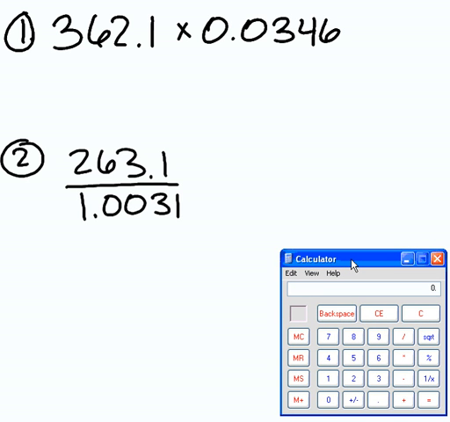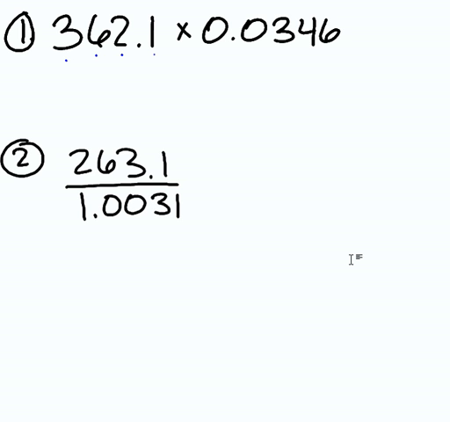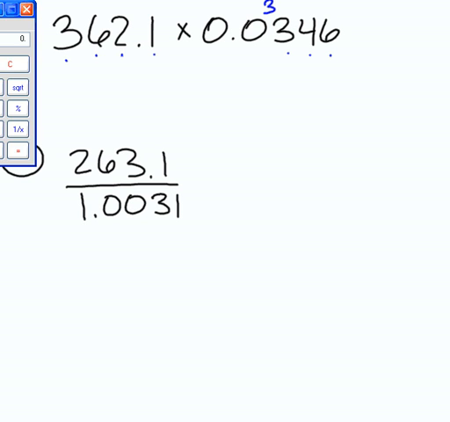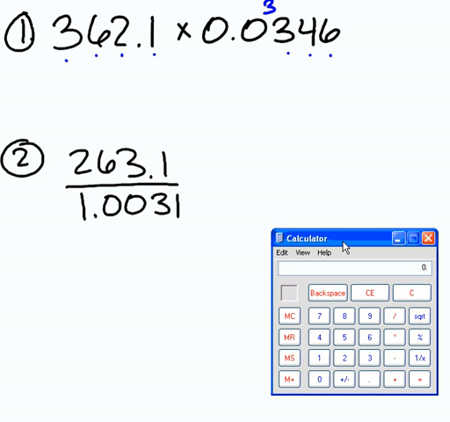So the first thing we should do is identify sig figs. In this calculation, I have 1, 2, 3, 4 sig figs. Over here I have 1, 2, 3 sig figs. So this is going to be my limiting number, 3 sig figs, right there. So we have 362.1 times 0.0346.